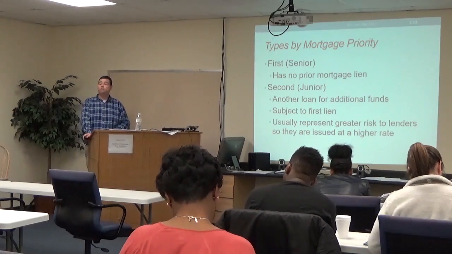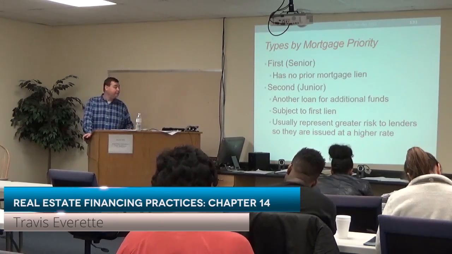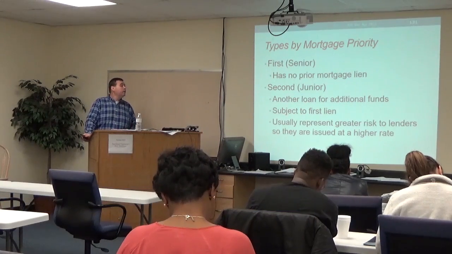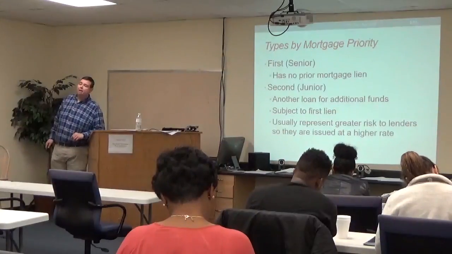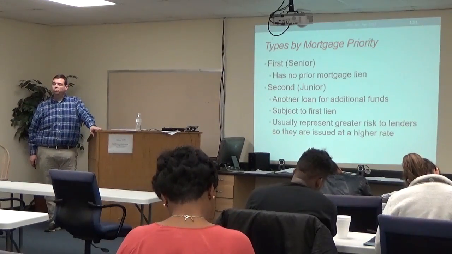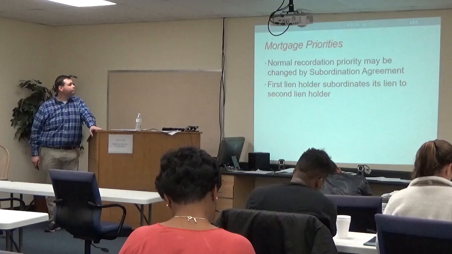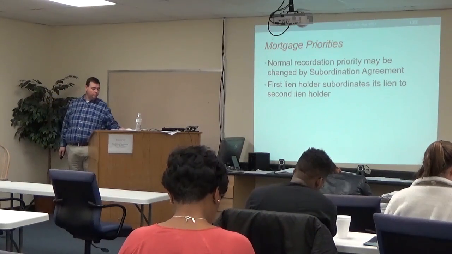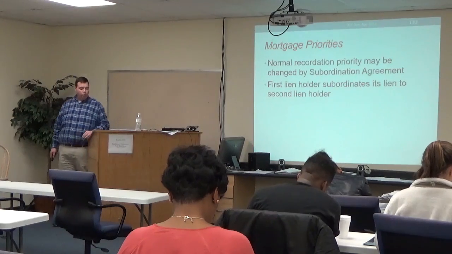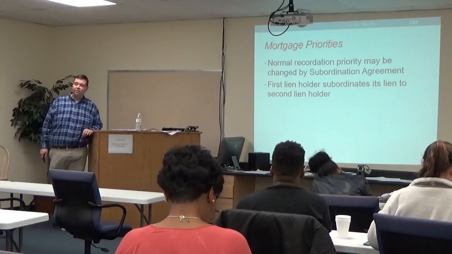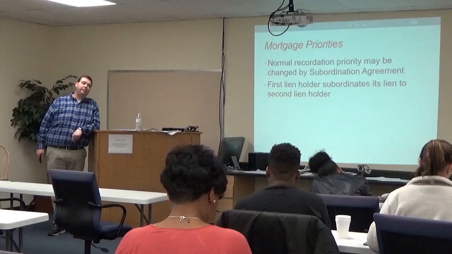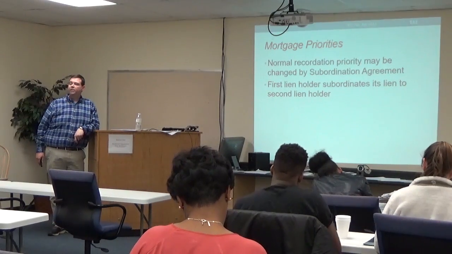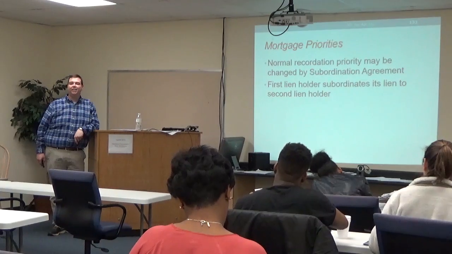The first mortgage is the first one recorded, that's the first one to get paid. Second recorded, the second one to get paid. It doesn't matter which one's the bigger one, it simply matters which one was recorded first. Okay? And then the last thing you need to know on page 321 is this idea of a subordination agreement. A subordination agreement just means that the first mortgage is agreeing to get in line behind the second mortgage.